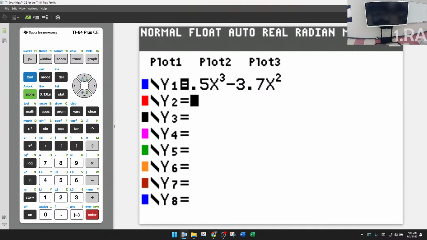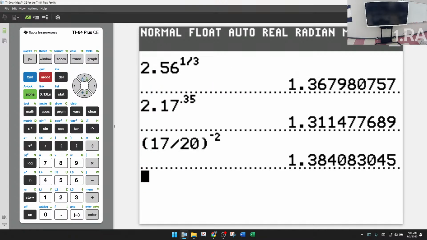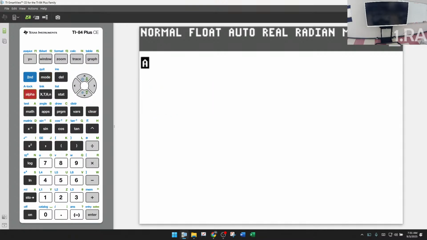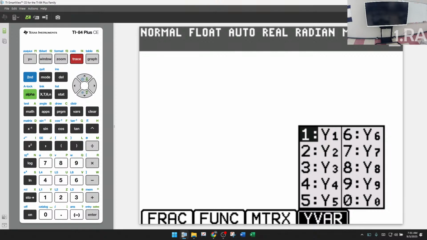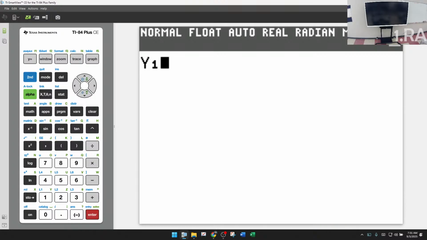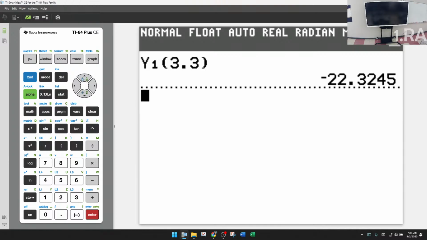Everybody okay? Good. If you have the CE that's somewhat updated, alpha trace brings up y1, y2, y3, y4, y5. And I just put that in y1. So if I go enter y1 and then I do a parentheses, that's like f of x. So f of 3.3. There's other ways to do this, but if I plug in 3.3, that's what I get.